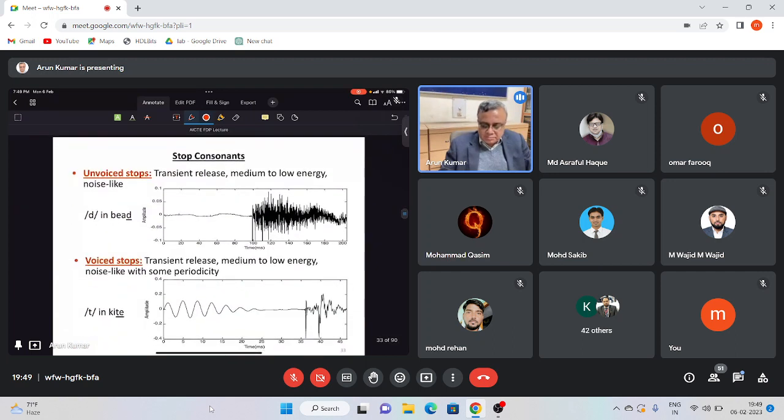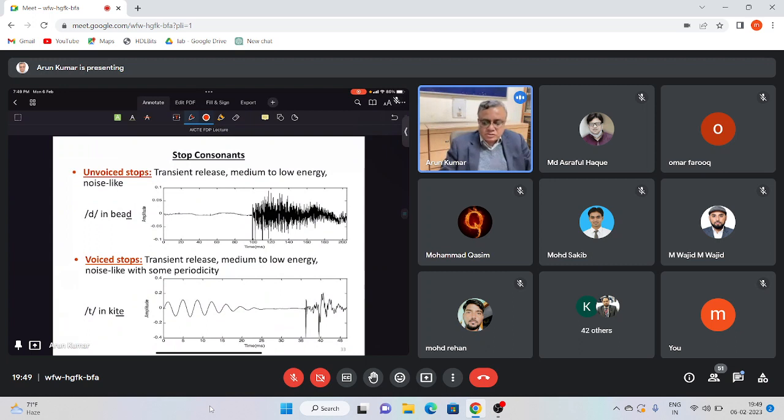Here are examples of waveforms corresponding to these stop consonants or plosive sounds. Stop consonants can be voiced or unvoiced. In the unvoiced case, the vocal fold is not vibrating, like the D sound. You see that initially the pressure is being built up and then suddenly the pressure is released. So you have this noise-like waveform.